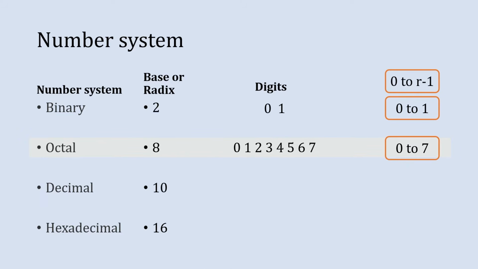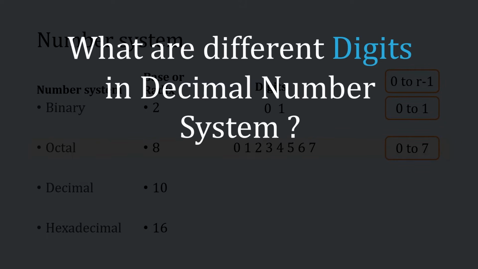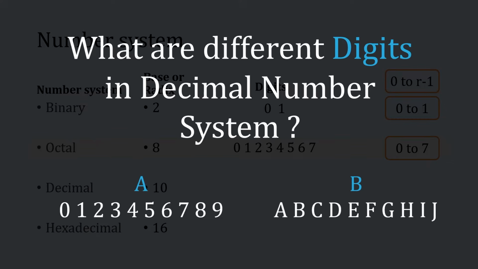But before moving to decimal, I would like to ask you a small question. The question is, what are the different digits in decimal number system? You have only two options, A: 0 to 9 or B: A to J. Because you are saying that we have learned this decimal number system, I am asking this question to you. So quickly write the answer in comments below and tell me what is the correct answer.